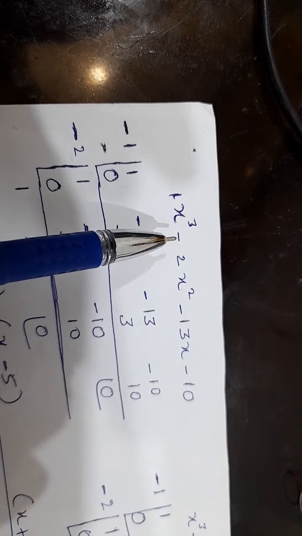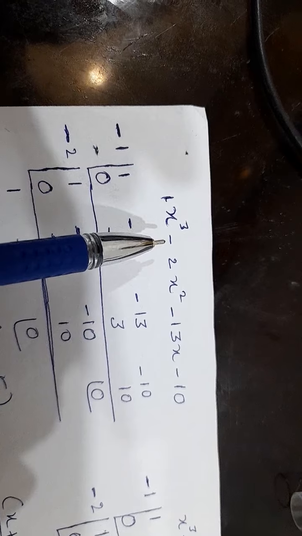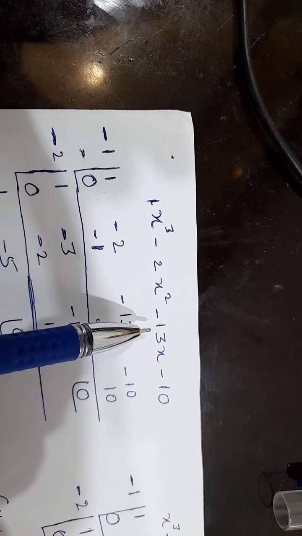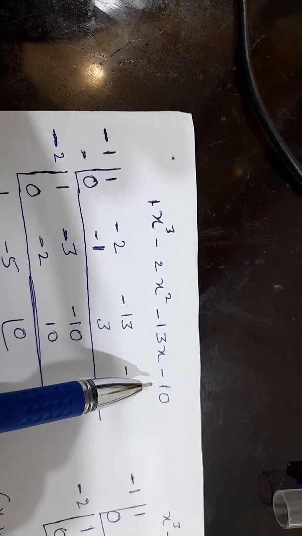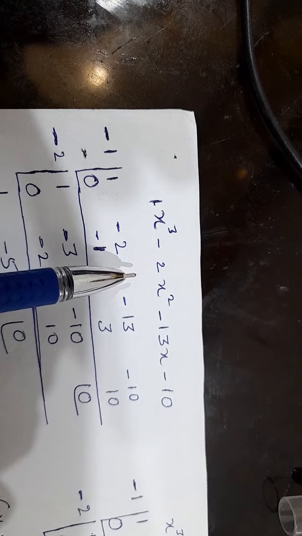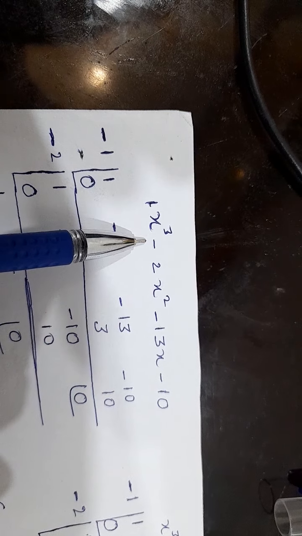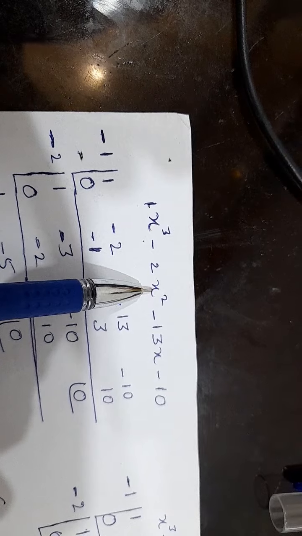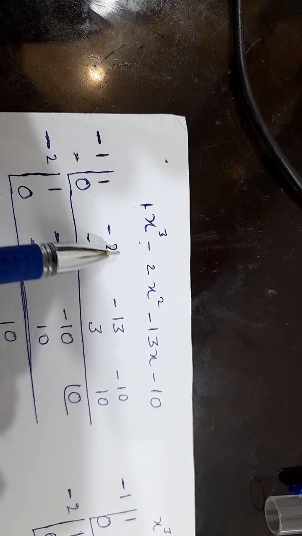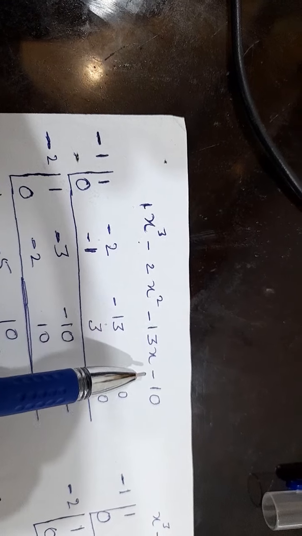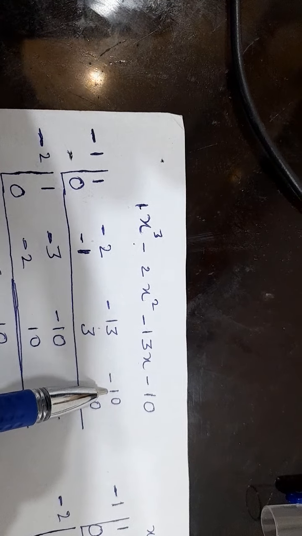So here it is a cubic polynomial: 1x cube minus 2x square minus 13x minus 10. First of all we have to collect all the coefficients of the variable x cube. The coefficient of x cube is 1, so 1 you have to take. Coefficient of x square is minus 2, so minus 2 you have to take here. Coefficient of x is minus 13, so minus 13 you have to take. And the constant term is minus 10, as it is you have to take.